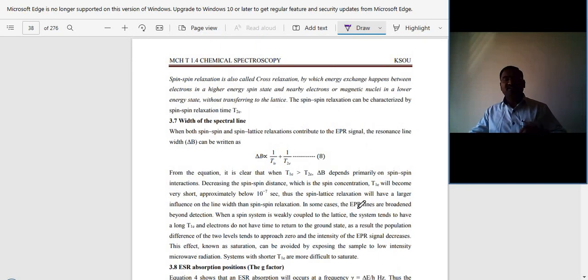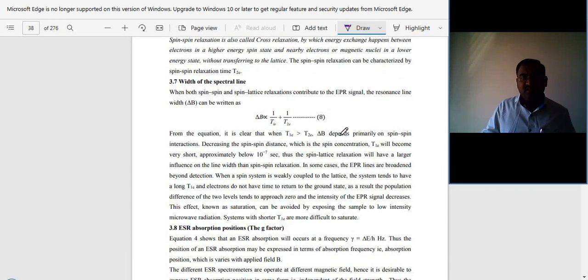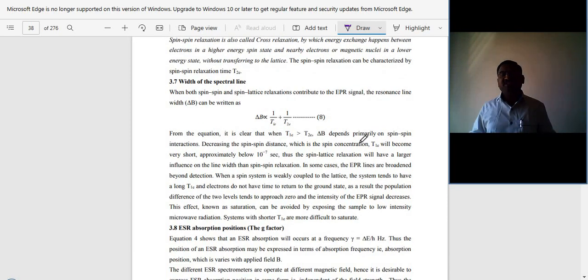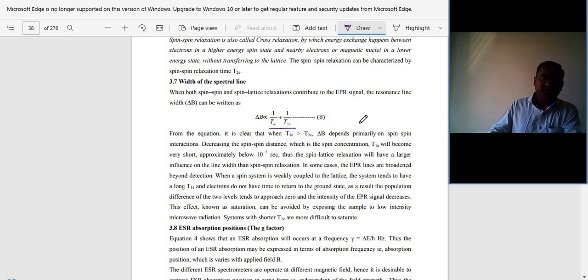Next we consider the width of the spectral line. When both spin-spin and spin-lattice relaxation contribute to the EPR signal, the resonance line width can be written as delta B is equal to 1 by T2 plus 1 by T1.